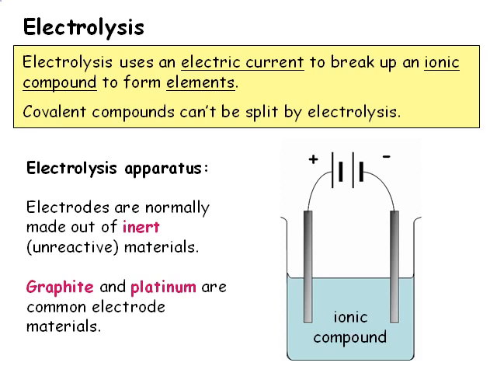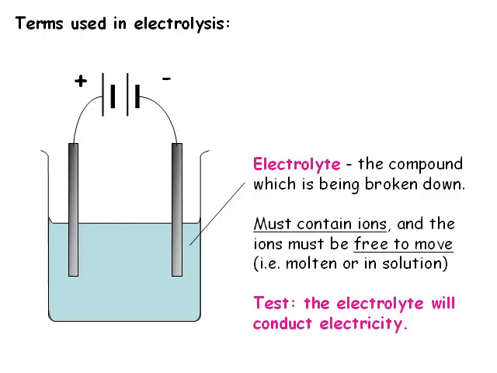We use conducting rods called electrodes to pass the electric current through the ionic substance, and it is important that we make these from materials that will not themselves react, such as graphite or platinum. The proper name for the ionic compound we're going to break down is the electrolyte.